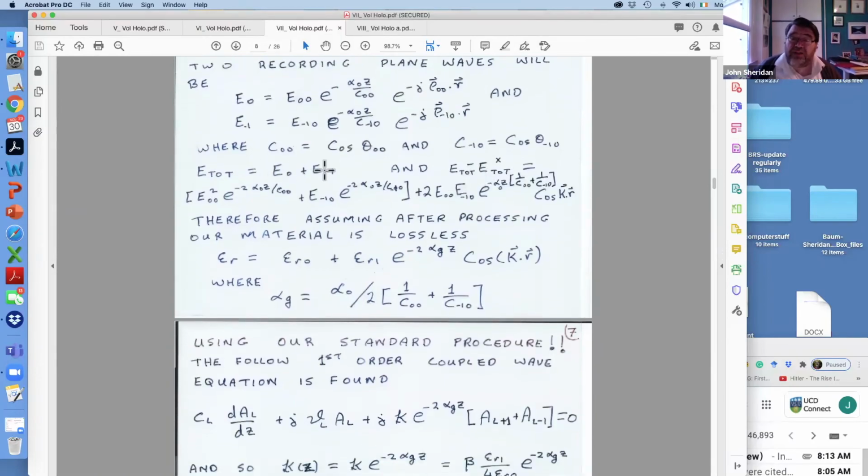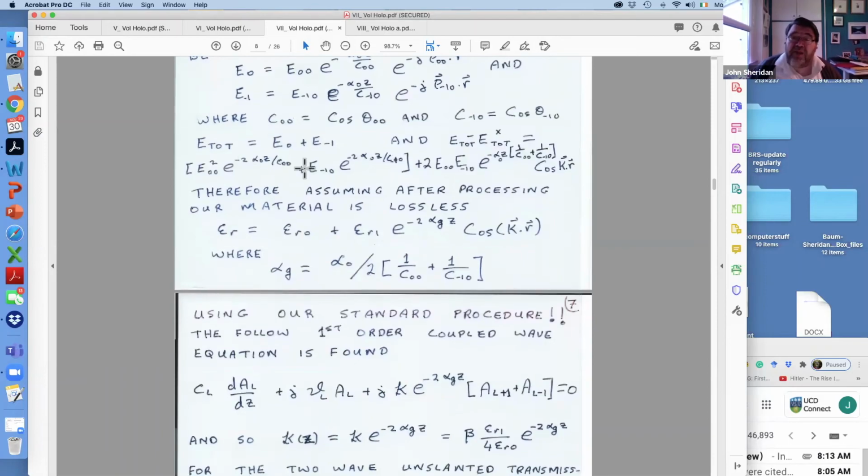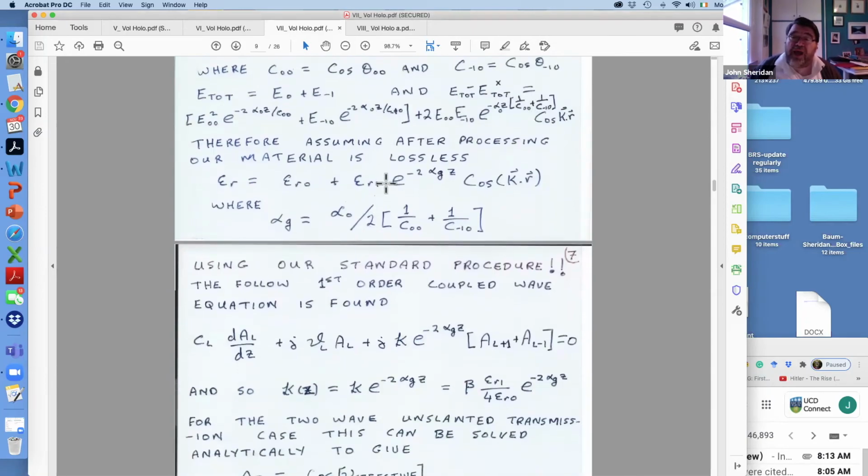The total field is the sum of the 2. The intensity is going to be this, then multiplied by its complex conjugate. And what do we get? Well, we get the magnitude of this squared, the magnitude of this squared, and then we get the cross term. So that's our total field. Therefore, assuming after processing our material is lossless, so it's a phase grating, we have a permittivity value which looks like this.